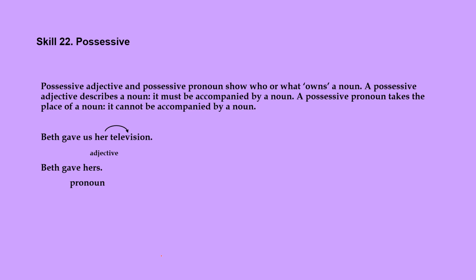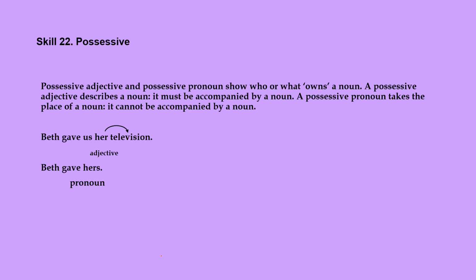We come to the next skill, that is skill 22, possessive. Possessive adjective and possessive pronoun show who or what owns a noun. It can be someone or somebody. It can be something. It can be both human and not human. A possessive adjective describes a noun. It must be accompanied by a noun. So possessive adjectives, remember, it must be followed by a noun.